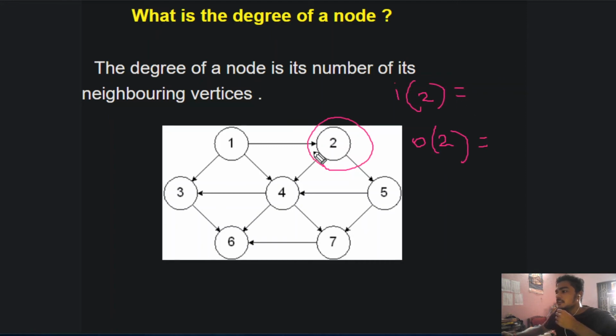In degree will be the number of edges coming in. Here we have one edge coming in, and the others are all going out. This one is going out, this one is going out, so 2 are going out and 1 is coming in. So we have in degree 1 and out degree 2. Simple, right?